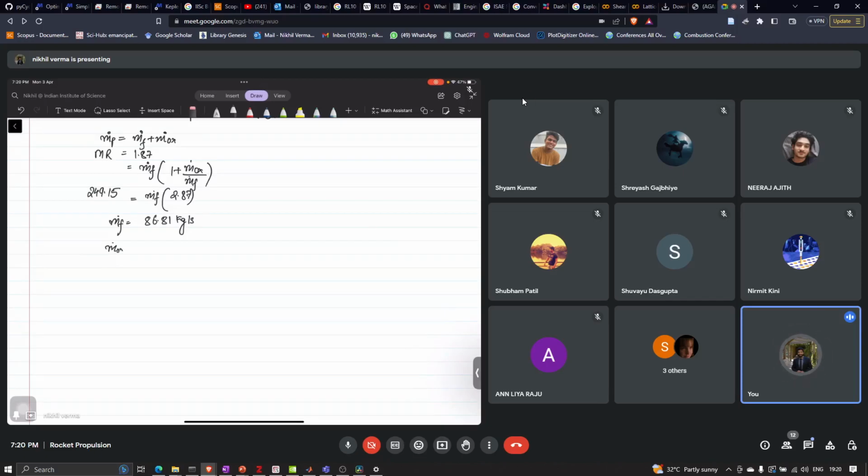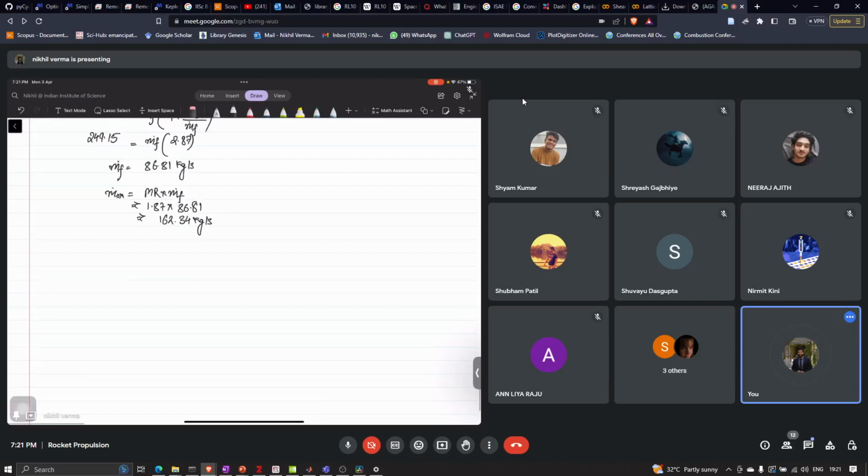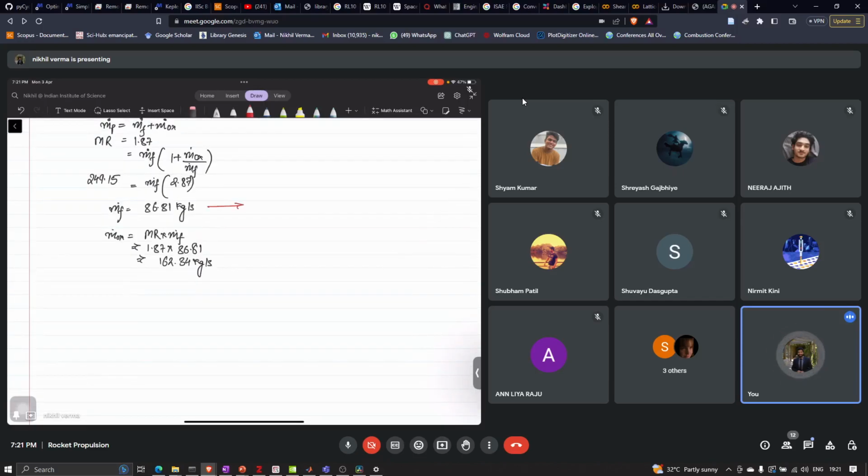Okay, so similarly we can calculate the mass flow rate of the oxidizer, which is just mixture ratio into mass flow rate of the fuel, right? So if you multiply this thing with 1.87 into 86.81, you will get the value as 162.34 kgs per second. Okay, so with this value we can calculate what is the flow rate.